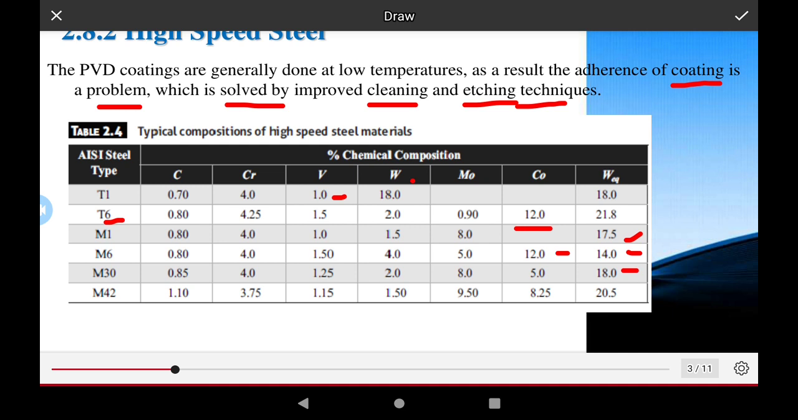M42 is the next material. Its composition is carbon 1.10%, chromium 3.75%, vanadium 1.15%, tungsten 1.50%, molybdenum 9.50%, cobalt 8.25%, and equivalent tungsten 20.5%.